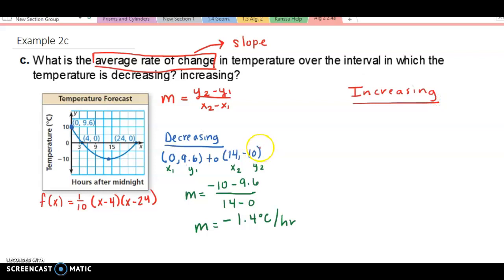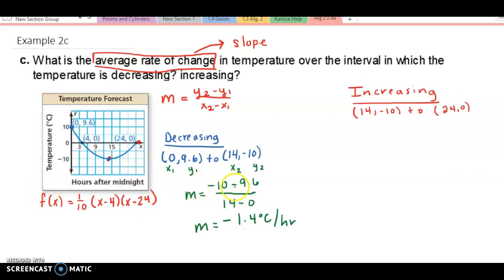So increasing. The first thing you need to do is figure out where it's increasing from. It's going from here to here. It's increasing from our vertex, which was (14, -10), to where it finally stops at, what is that point? (24, 0).